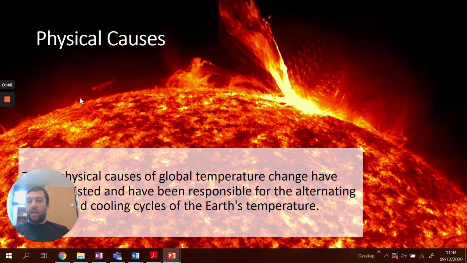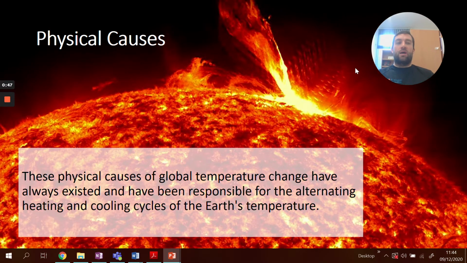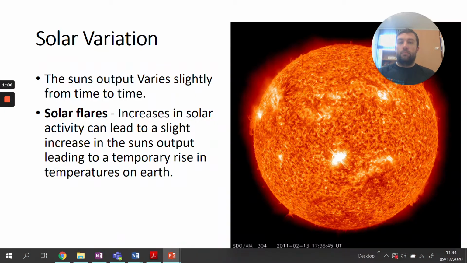So, like Akina says, the physical causes have been around for millions of years and they've always existed, and they've been responsible for the Earth heating and cooling periodically for the whole entire history of the Earth. Think about the last ice age, which only ended about 10,000 years ago, which in geographical terms is not that long.